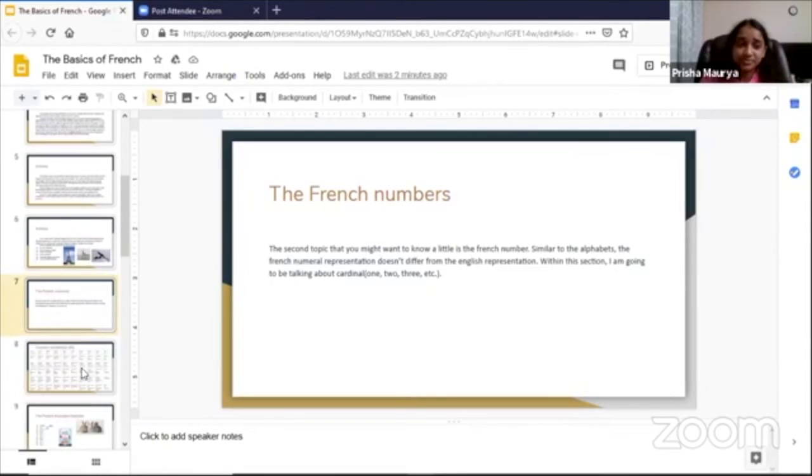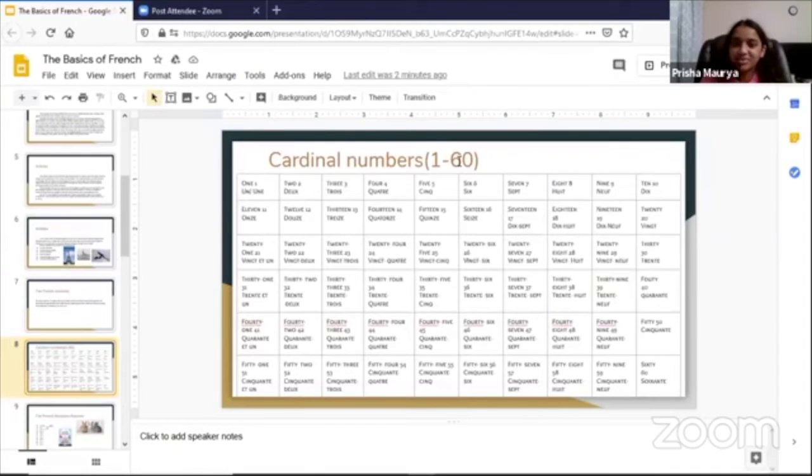These are the cardinal numbers till 60. So these are the numbers from 1 to 60, and let me tell you about it. For 1, you just use the articles un and une, based on the object that you're using, because they're used when the object is singular. So we just name them as 1.